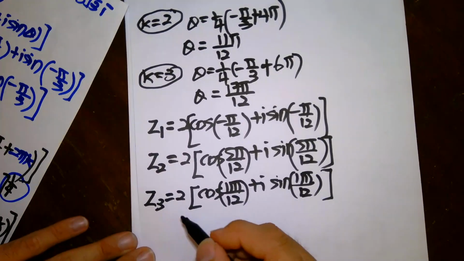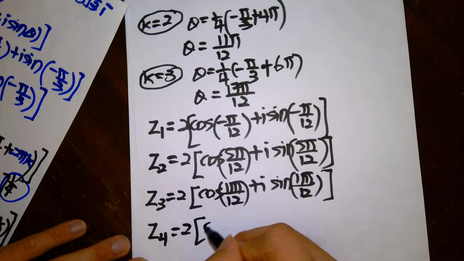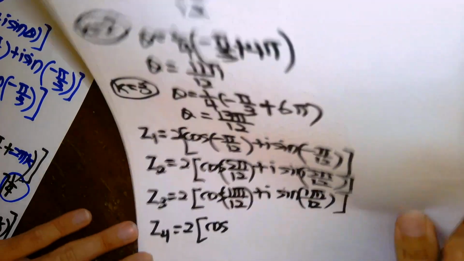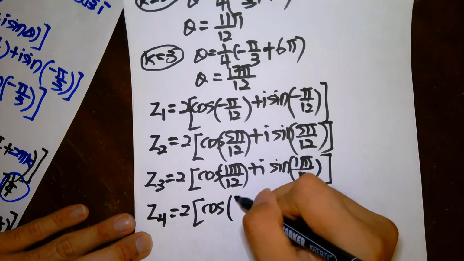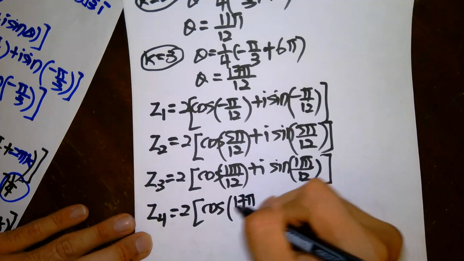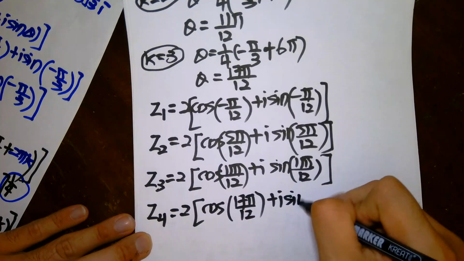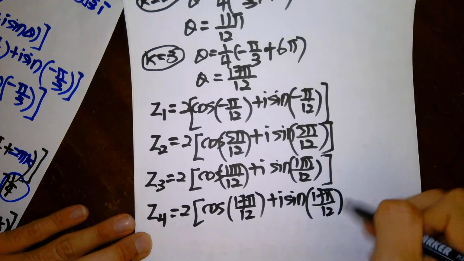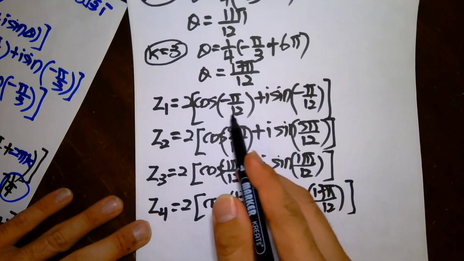So another root will be 2 cos 17 pi over 12 plus I sine 17 pi over 12. So these will be the roots.